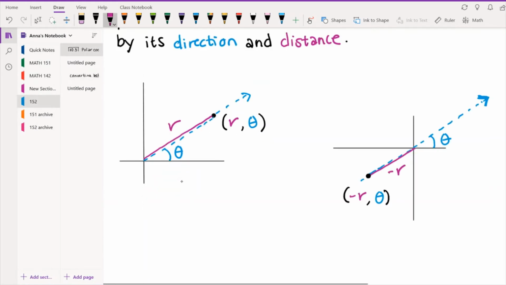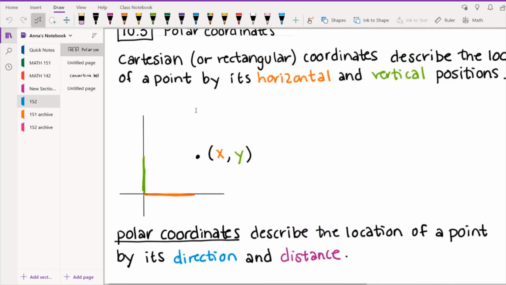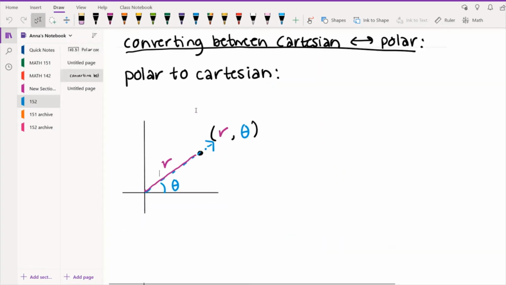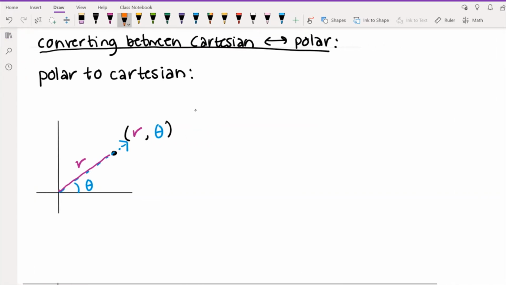And let me just be consistent with my color usage here. Let me just see real quick. Okay, so I use orange for the horizontal. So we're trying to find this distance and this distance, right? That would be the x and the y coordinates. That's what we want to find.